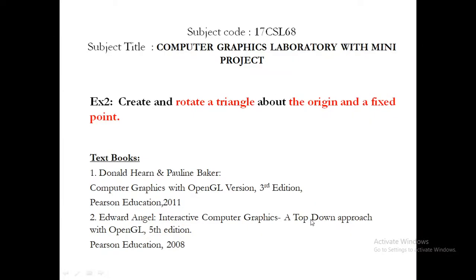Good morning, students. Today we are going to see experiment number 2: create and rotate a triangle about the origin and a fixed point.